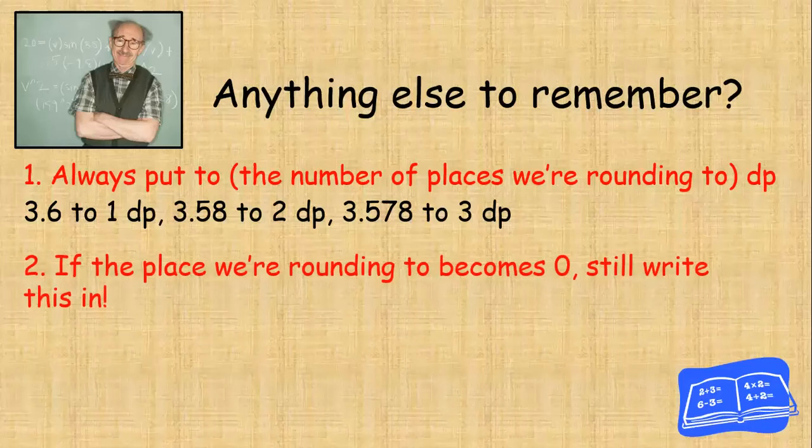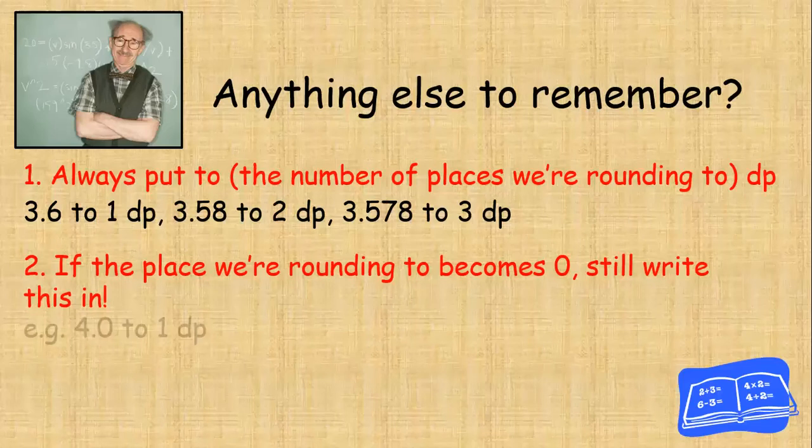Another one that people get caught out on is if the place you're rounding to becomes a 0, and remember that can happen because maybe you had to chop off the rest because it was 4 or below, and that leaves it as a 0, or perhaps it was a 9 and the next number was 5 or above, so that when you added on it became a 0. But the important thing is to leave the zeros there.